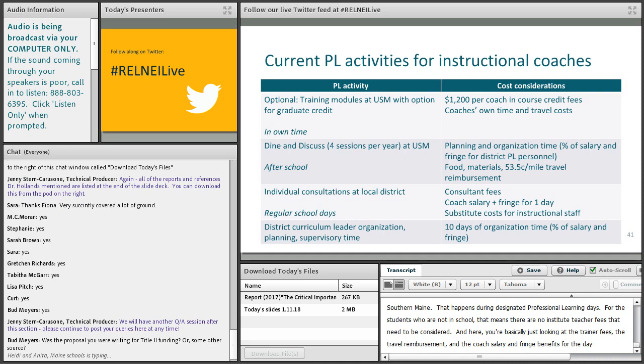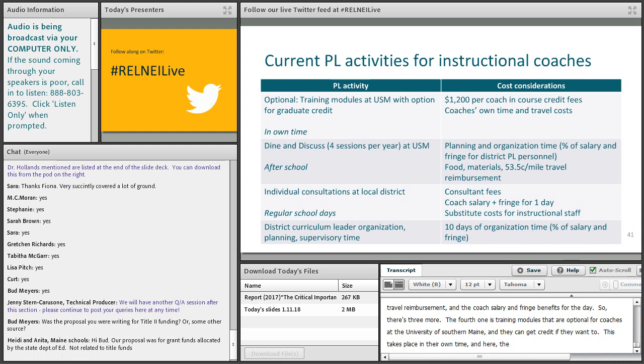So there's three more. The fourth one is training modules that are optional for coaches at the University of Southern Maine, and they can get credit if they want to. This takes place in their own time. And here the district is only paying for the course credit fees, $1,200 per coach. The coaches are not paid for their own travel time or for the travel costs or the time actually attending, but those are opportunity costs of their time.